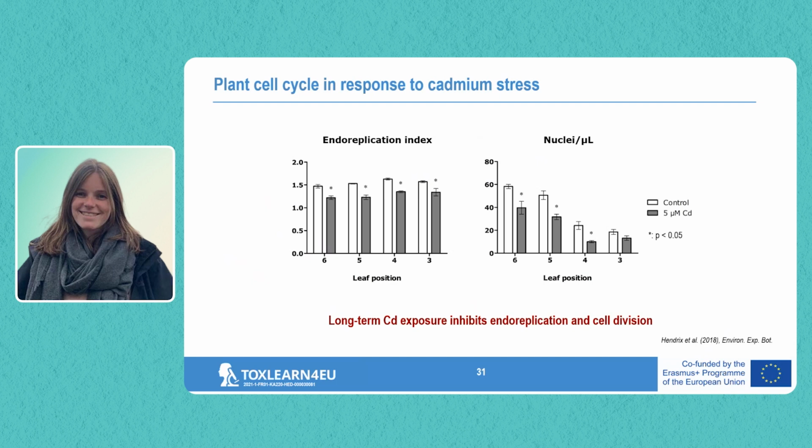Then when I looked at endoreplication measured via flow cytometry, now I saw significant decreases in the endoreplication index in each of the leaves I analyzed. Then when I determined this new parameter, the number of nuclei per microliter, I also saw significant effects on each of the leaves analyzed, except for the 3rd leaf. So I could conclude that also long-term cadmium exposure inhibits both endoreplication and cell division, so both variants of the cell cycle.